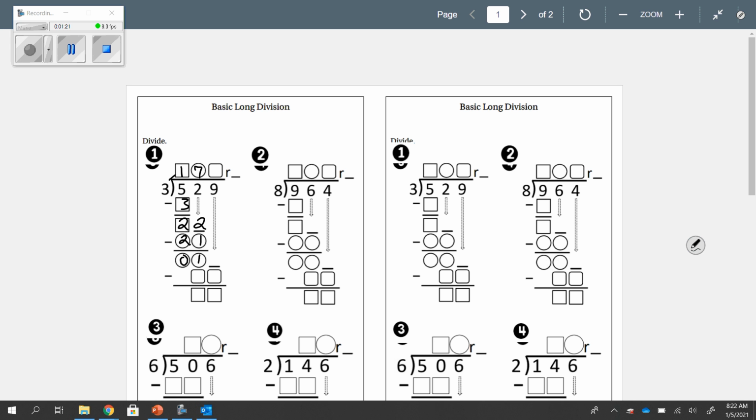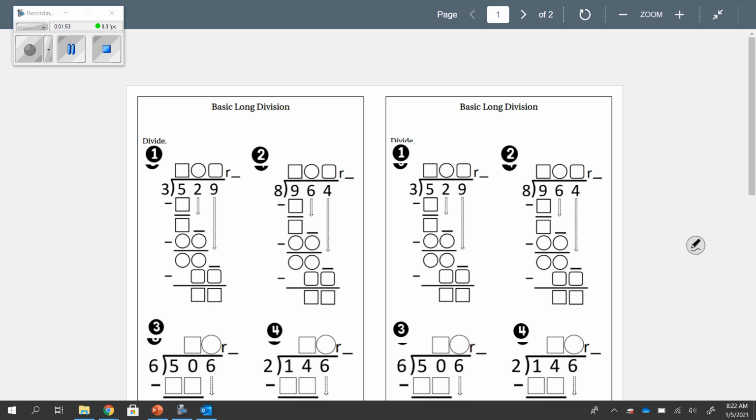And then we bring that 9 down. 19. How many times does 3 go into 19? That's 6 times. 6 times 3 is 18. All right. 19 minus 18 is 1. Our remainder is 1. And that's it. You take it one step at a time. This is going to be very important when we do dividing polynomials, okay? Long division.